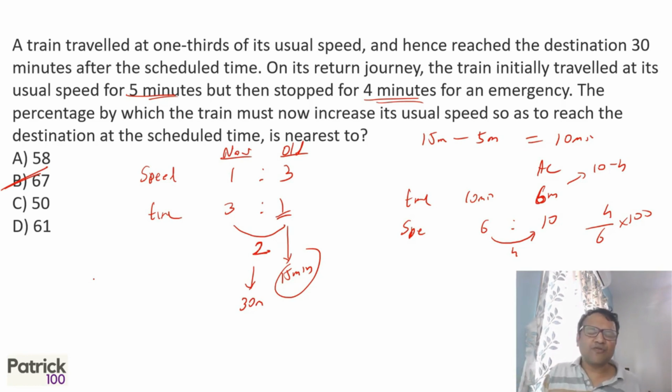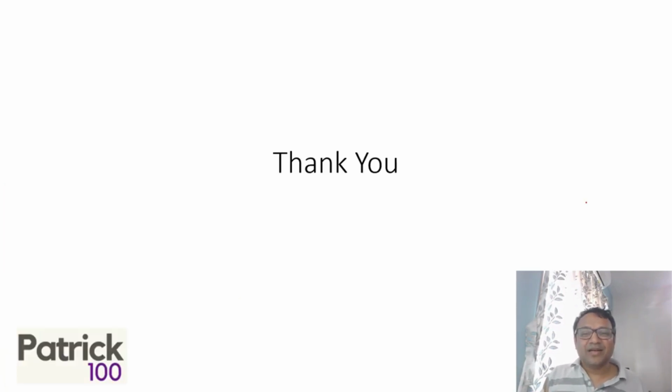You can do it by ratio, it becomes easier to solve by ratio and faster. You can actually do it mentally also. So speed is 1:3, so time becomes 3:1 because speed is inversely proportional to time. So relate by 2. 2 stands for 30 minutes. So 1, which is the normal time, takes 15 minutes. Now we travel for 5 minutes, so how much is left is 10 minutes. So 10 minutes is supposed to take, but he stopped for 4 minutes, so he actually takes 6 minutes. So speed will be 6:10, which is 4 extra, 4 out of 6, which will come to 66.66 or 67%. Right?